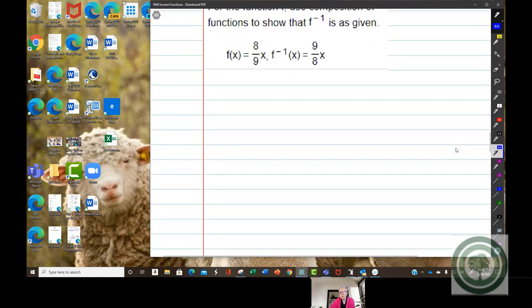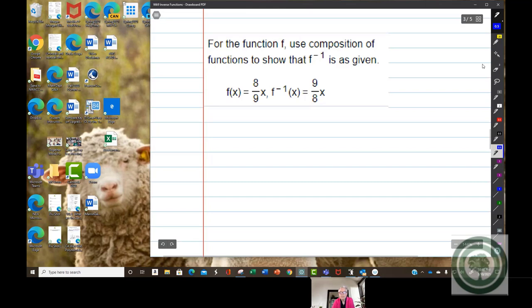Now, how do you prove? We're going to go over that too. Everyone has to suffer through this. So get ready. There's a way to prove that two functions are or are not inverses of each other. And I'm going to show you. Okay, here's the rule.